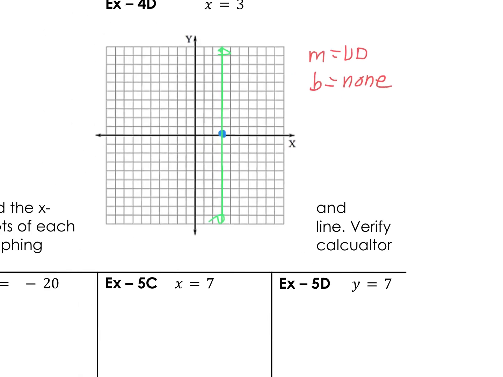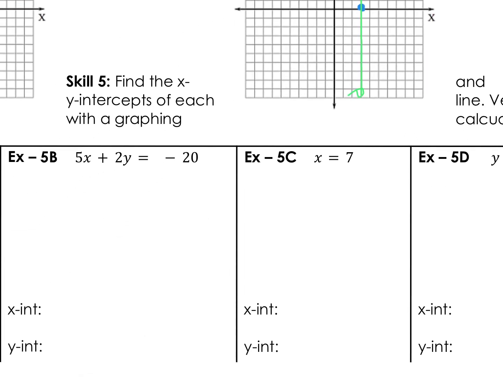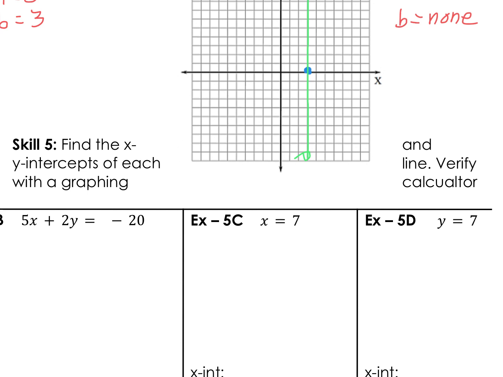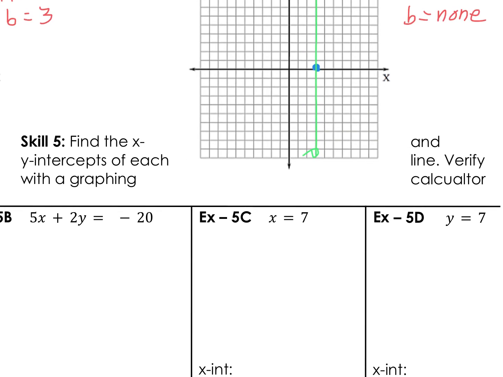All right, so then let's move and look over here. So part of this verbiage got messed up right here. So let's just read it and then I'm going to do the problems. So for the next set of problems, you are going to find the x and y intercepts of each line, verify with a graphing calculator. So we're not going to verify with a calculator on here, but if you need help, you can come see me personally.